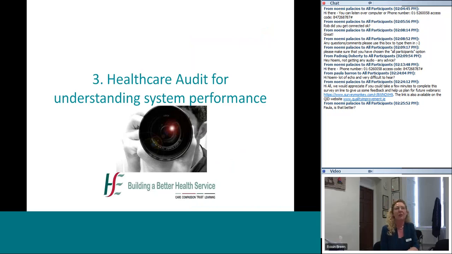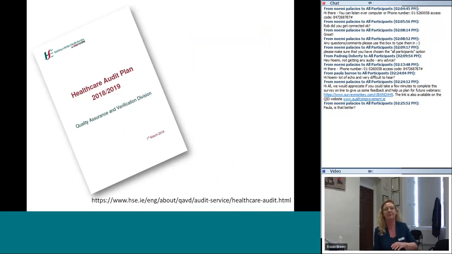So I'm going to move on to part 3 of my presentation, which is about healthcare audits for understanding system performance. And I've got a picture of somebody taking a photograph there because that's what audit is really. It's a snapshot. It's not an ongoing data stream. It's a snapshot, a point in time, of finding whether the organisation is complying at a specific site at a specific time or not.